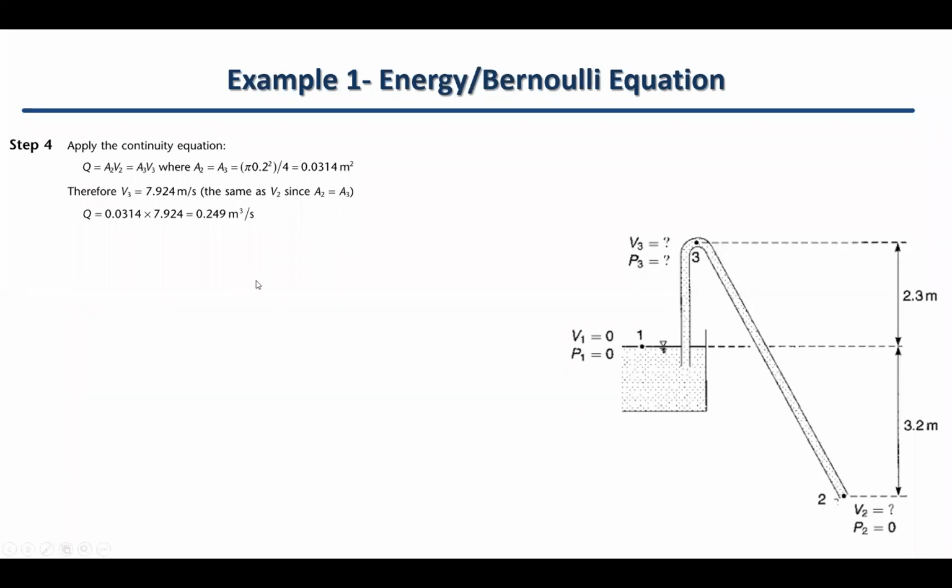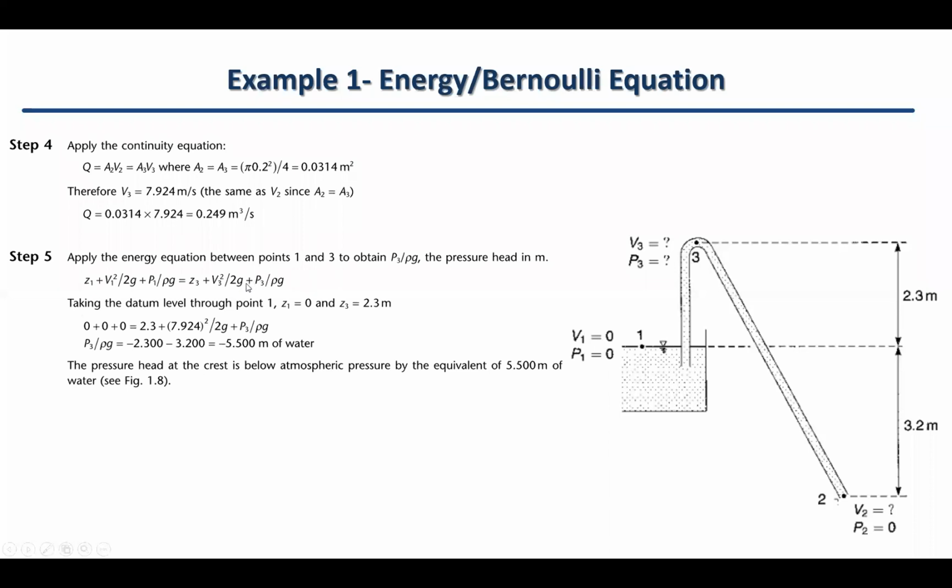So the second part of the question is asking about the pressure at point 3. If we write the Bernoulli equation between point 1 and point 3, we can easily calculate it, because velocity V3 has already been calculated. The only unknown parameter is P3. So we write the formula between point 1: Z1 plus V1 squared over 2G plus P1 over rho G is equal to Z3 plus V3 squared over 2G plus P3 over rho G.